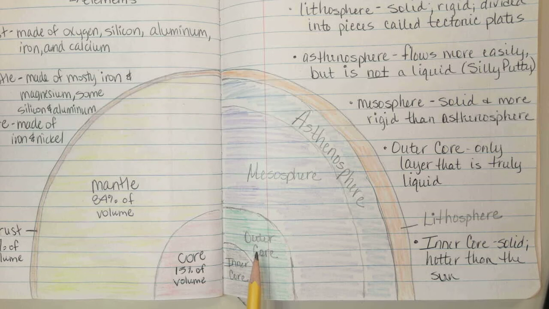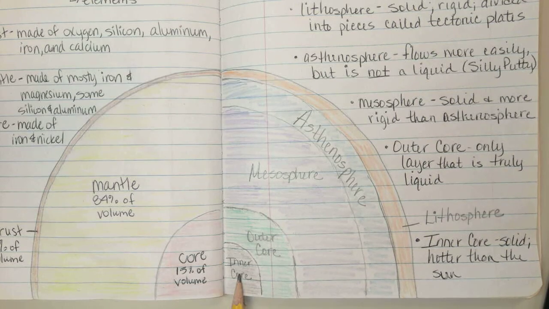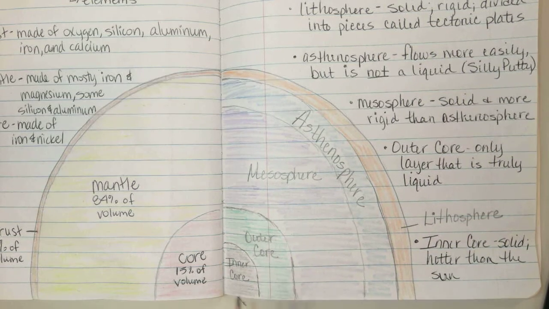The outer core is the only layer that's actually truly a liquid because it's getting closer to the center of the earth as well. And then we finally have the inner core, which is a solid, and it is actually hotter than the sun.